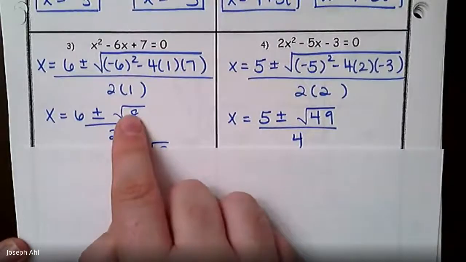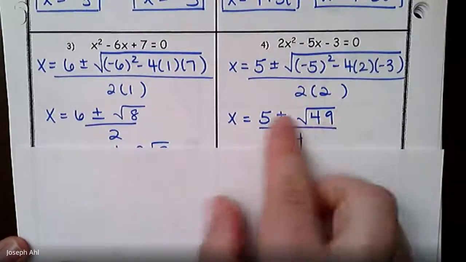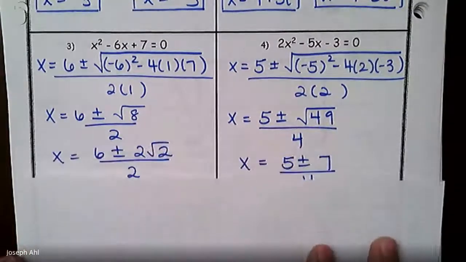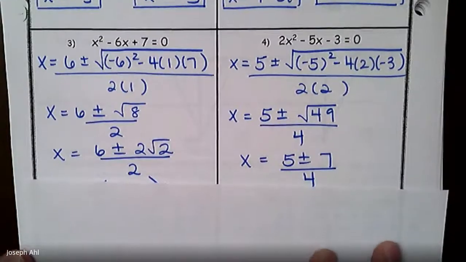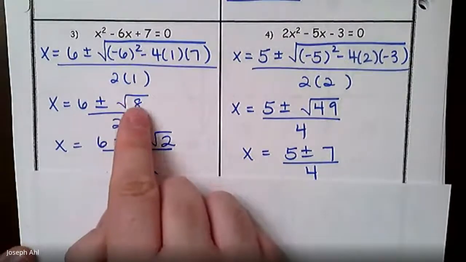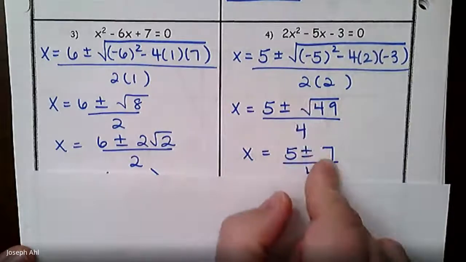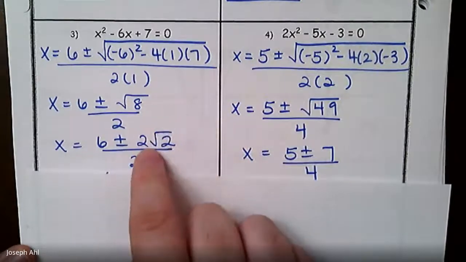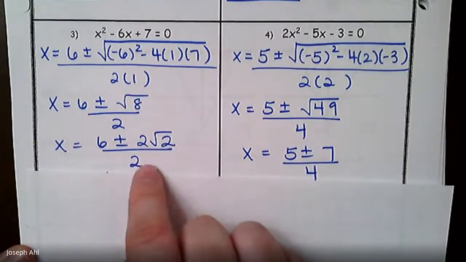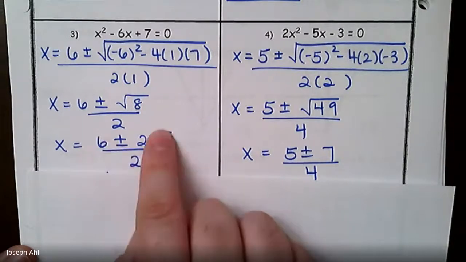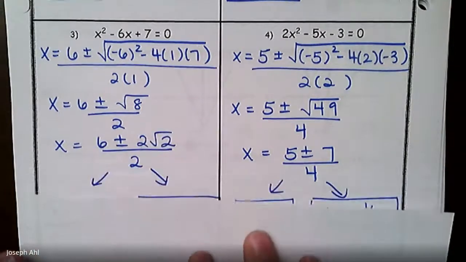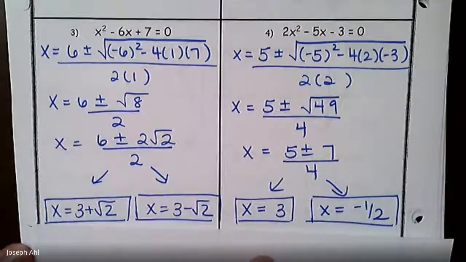This wound up becoming the square root of 8. Here we got square root 49 for the numbers underneath the radical. So simplifying gets you to this stage. Whenever you have a radical that's not a perfect square underneath, like 49 was, my expectation is that you will at least simplify the radical. And then in this case, 2 divides into both of those evenly. So we get 3 plus and 3 minus radical 2.